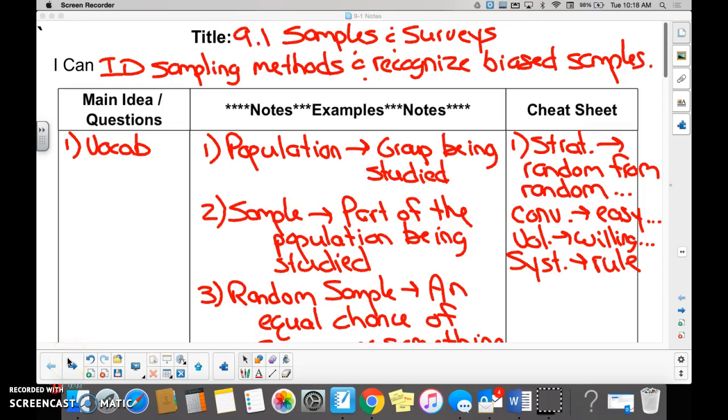9-1 samples and surveys. I can identify sampling methods and recognize bias. Good. Now, the vocab for this lesson, thanks Natalie, by the way.